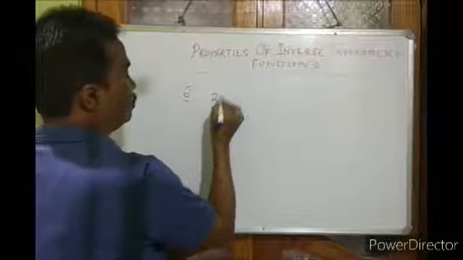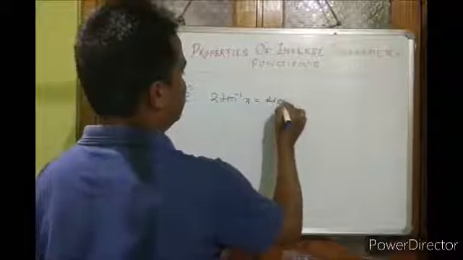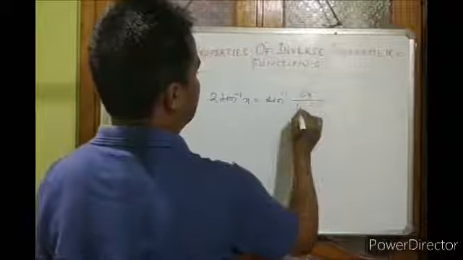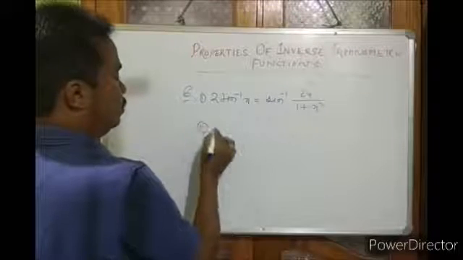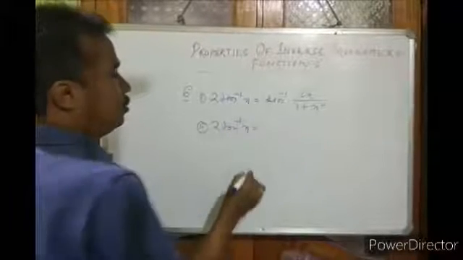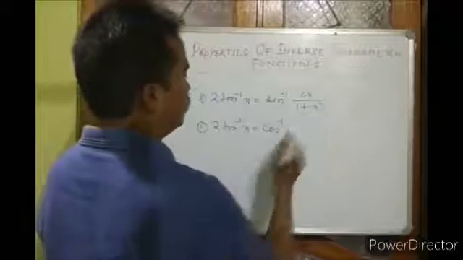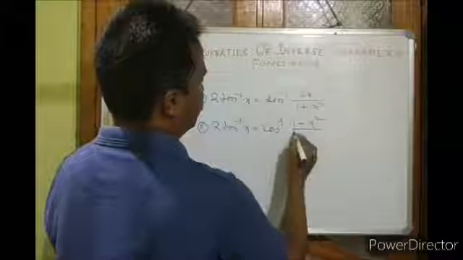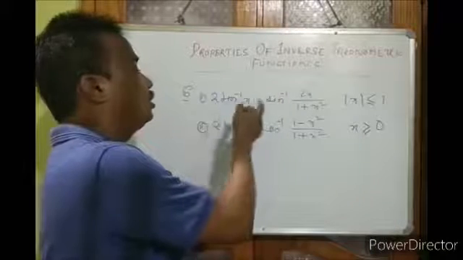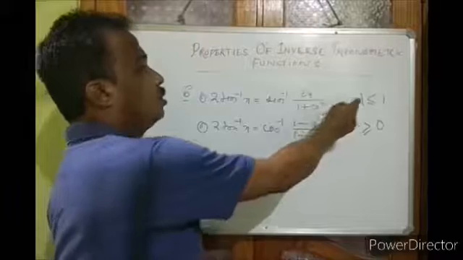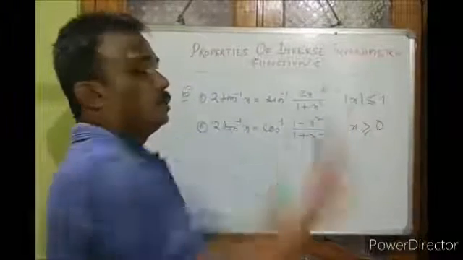Sixth one: 2 tan inverse x is equal to sine inverse of twice x by 1 plus x square, where modulus of x is less than or equal to 1. Number 2: 2 tan inverse x is equal to cos inverse of 1 minus x square by 1 plus x square, where x is greater than or equal to 0.